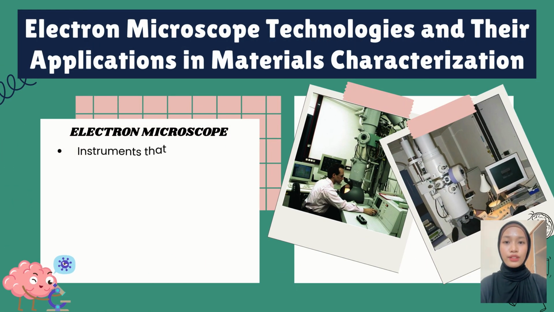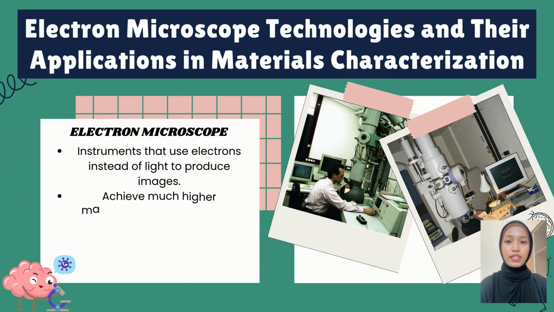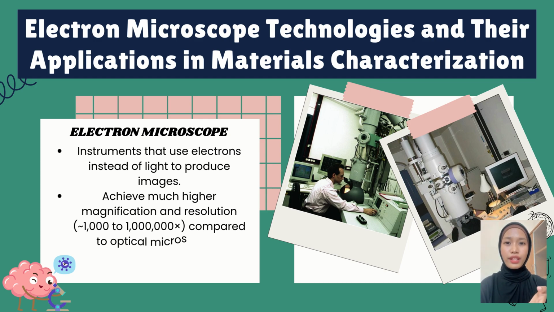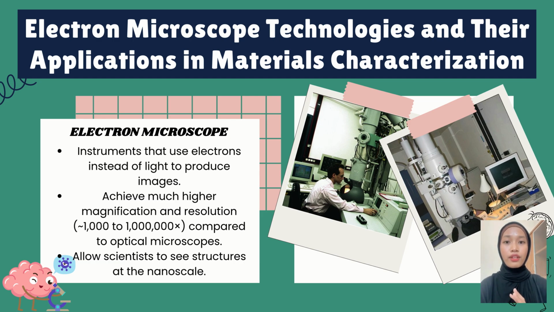So let me move on to the second subtopic, which is electron microscope technologies and their application in material characterization. So what is an electron microscope? Electron microscopes use a beam of electrons instead of light to produce highly detailed images. Unlike traditional optical microscopes, they allow us to magnify structures up to 1 million times and view features at the nanoscale, making them incredibly useful in research and industry.